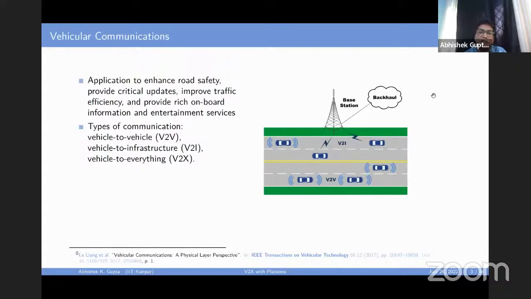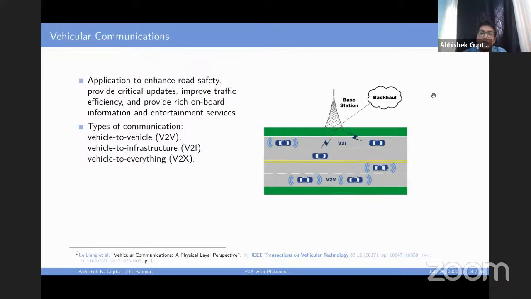Vehicular communication in general means that you're trying to communicate either between the vehicles or from a base station to a vehicle. And what can be the applications for that? For example, when you're driving, you may need some critical information about which roads may be congested, which is the best traffic route. Such information, which is actually critical, can be given to you in real time using vehicular communication with the help of some base stations. Such information can also improve road safety and can better manage the overall traffic.